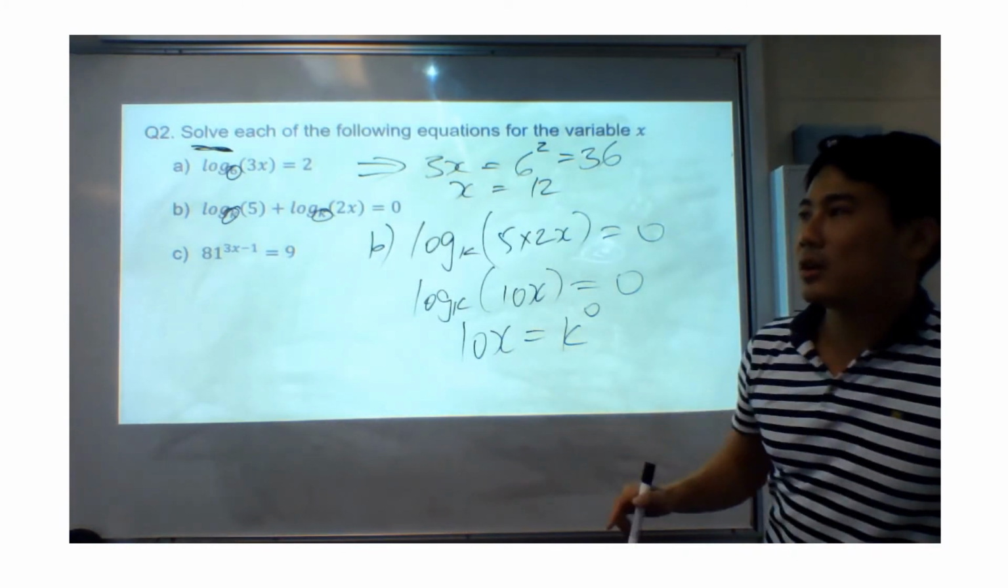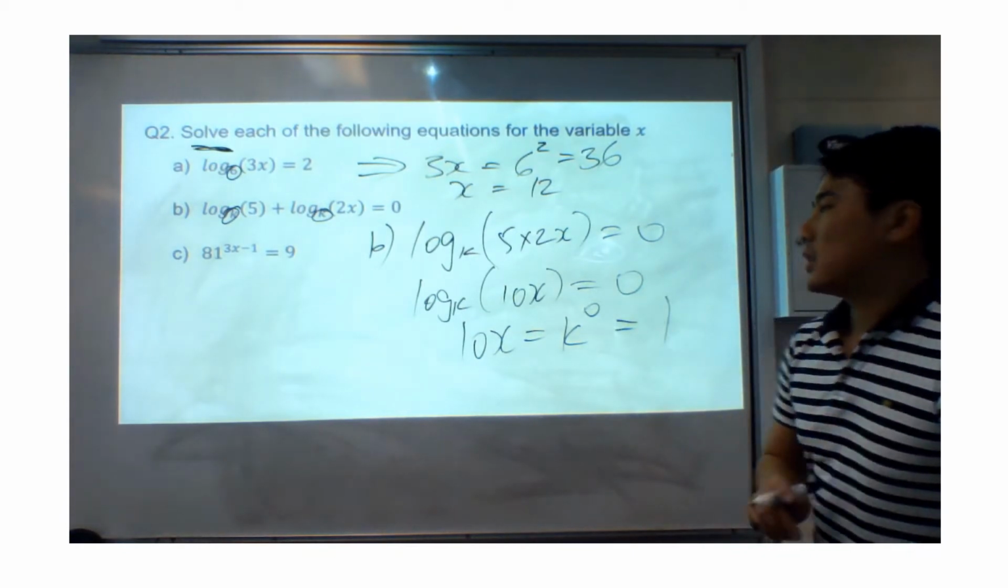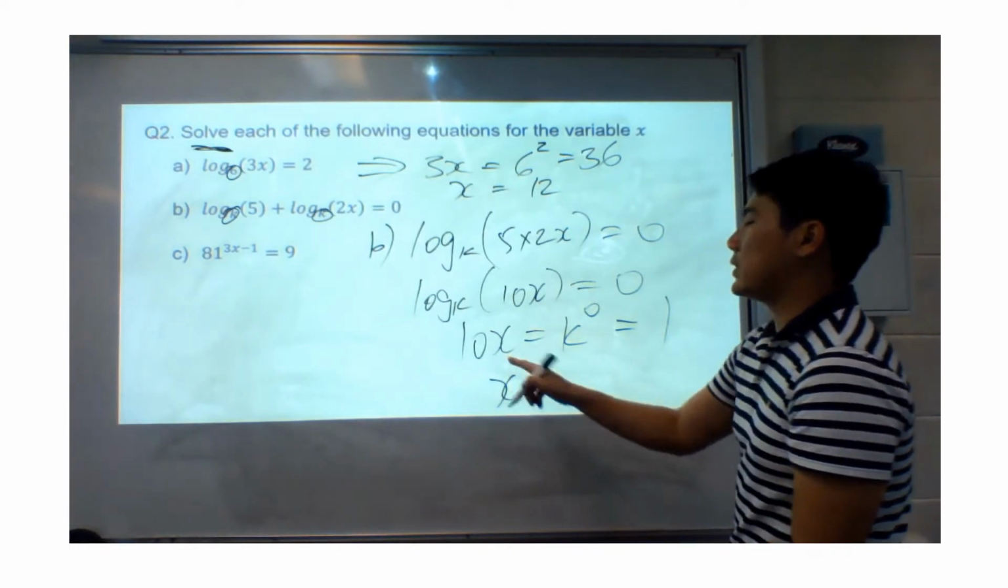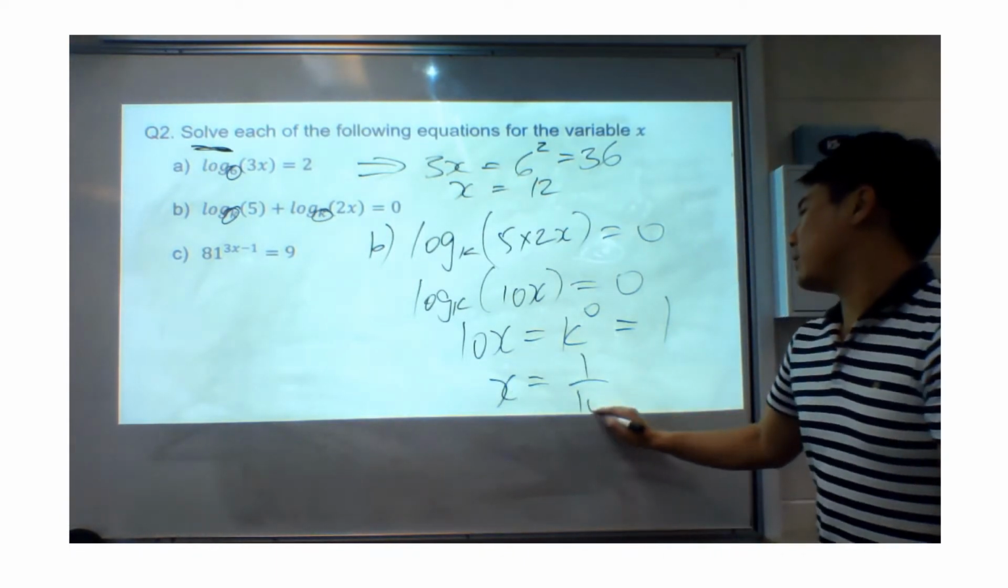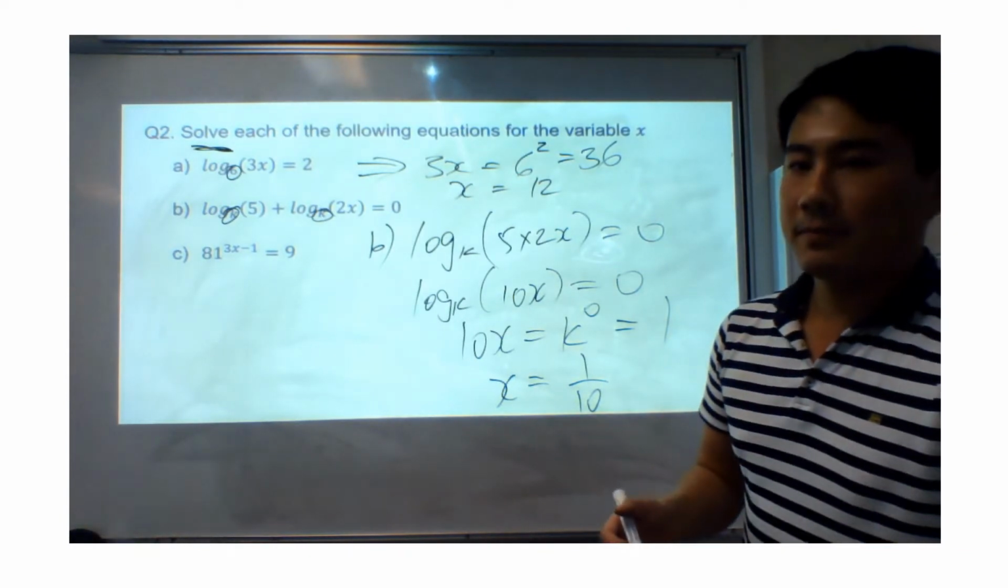If you're saying 0, you're incorrect. It should be 1. Alright? So now, the last step is super simple. You want to solve for k, divide both sides by 10. Your answer should be 1 over 10.